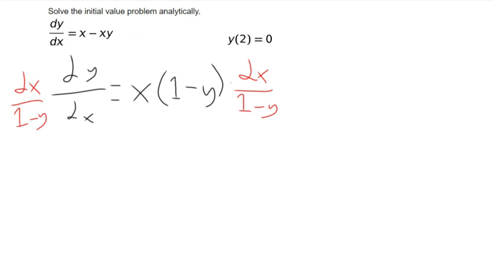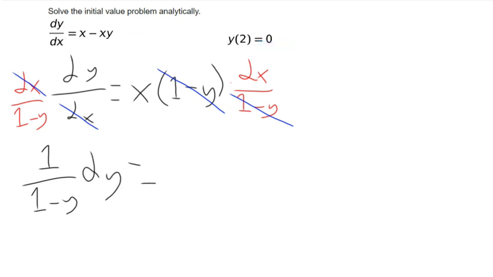This way, on the left-hand side, the dx's cancel. On the right-hand side, the 1 minus y's cancel. So I'm left with dy over 1 minus y, which I'm going to write like this: 1 over 1 minus y dy equals, and on the right I'm left with x dx. So now I have all my y's on the left with the dy, all my x's on the right with the dx. I can integrate both sides. So integrate.